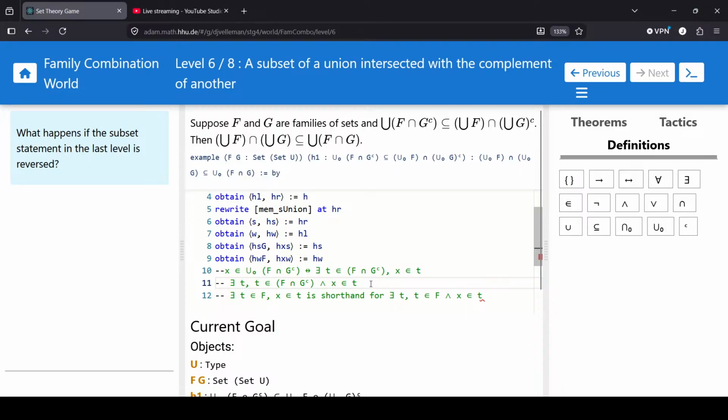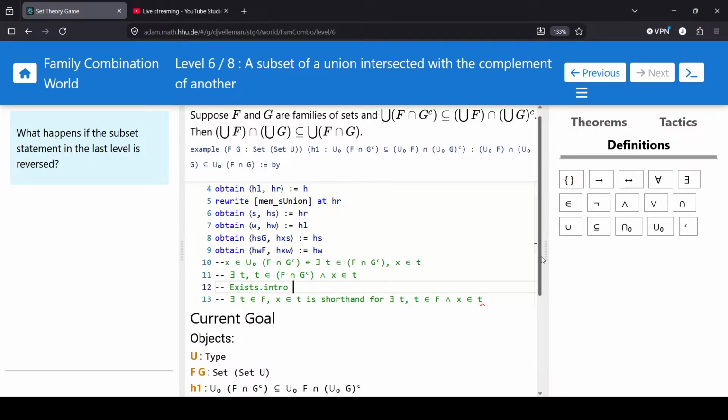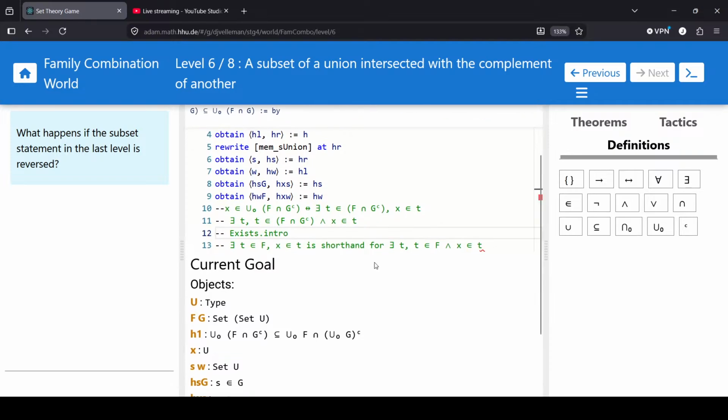So if I wanted to do an exists.intro for you, I need to give it a T. I need to give it some argument that will be substituted in for the T's here. And I need to give a proof of this and this.